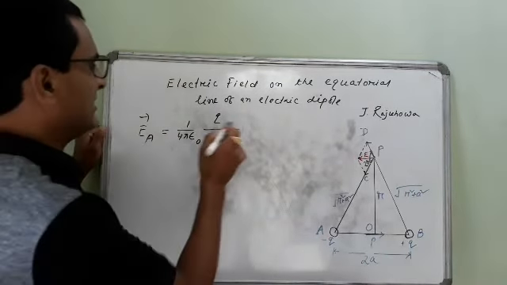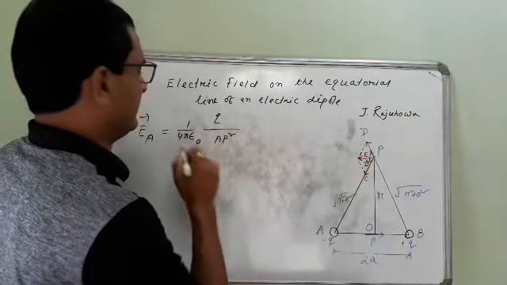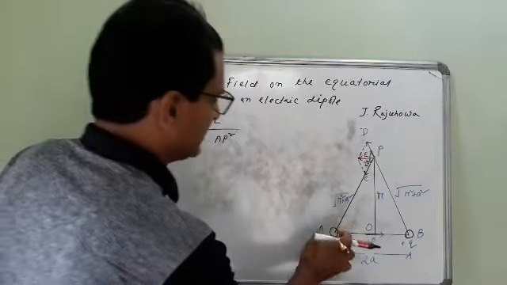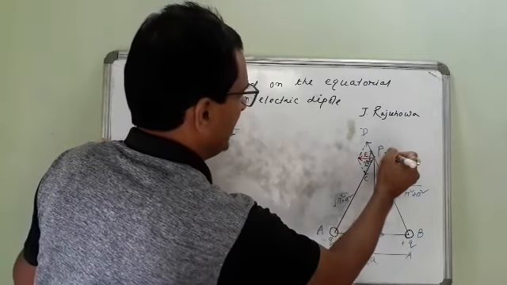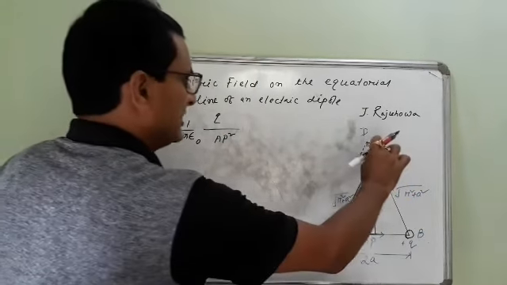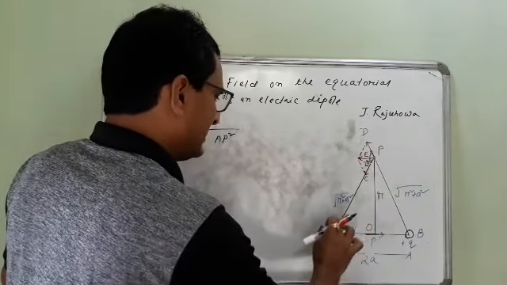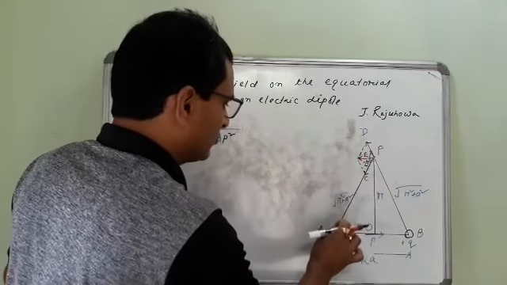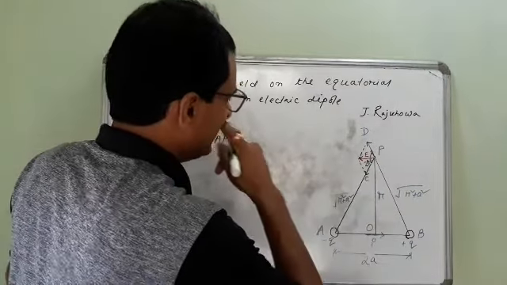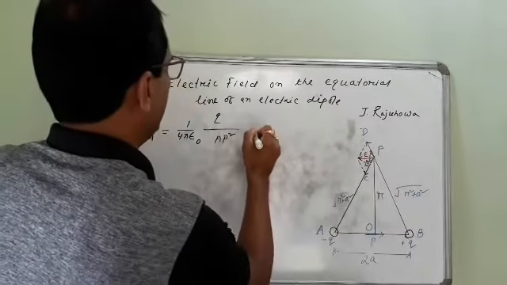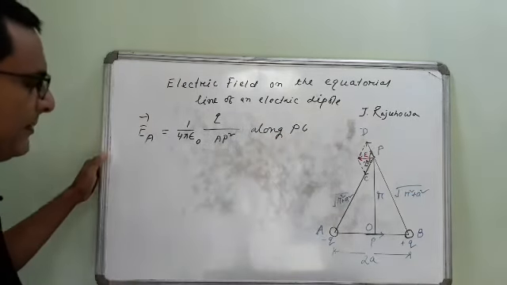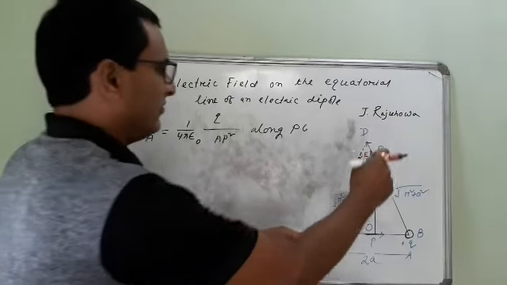Okay, now what is the direction of this electric field EA? Since it is a negative charge and here we are placing a unit positive test charge, this positive test charge will be attracted by the negative charge, so its direction is towards the minus Q charge. So we are assigning this direction as PC. So here we write along PC.